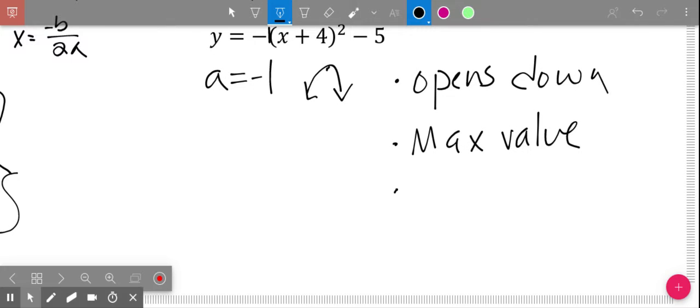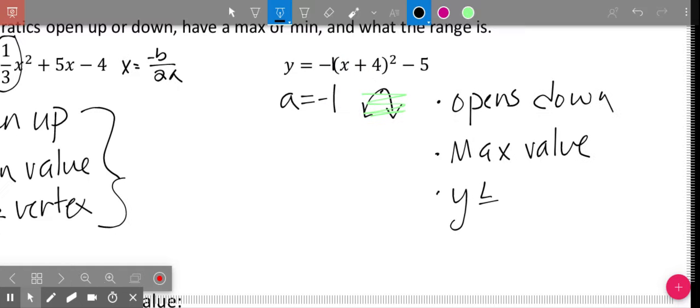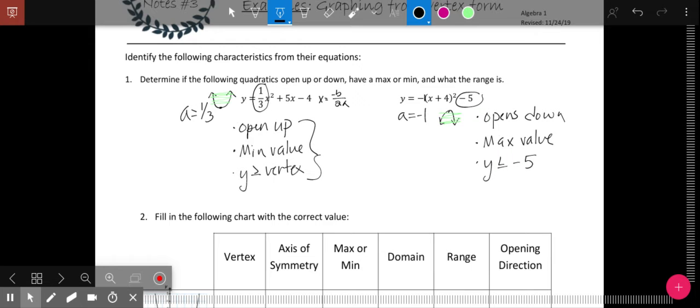And for the range, we're talking about all the y values less than the vertex. So it's going to be y is less than or equal to. And we actually know what the y value of the vertex is just by looking at it. So y is less than or equal to -5. All right. If you have questions on the a value stuff, just let me know.